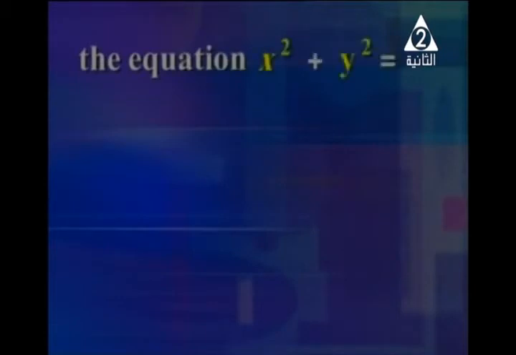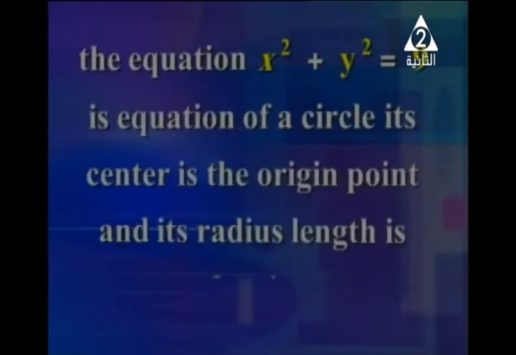The equation x squared plus y squared equals 9. What does this mean? This is the equation of a circle. Its center is the origin point 0, 0, and the radius is 3, the square root of 9. Remember, we studied the equation of the circle last year: x squared plus 2ax plus 2by plus y squared equals r squared. Here r squared equals 9.